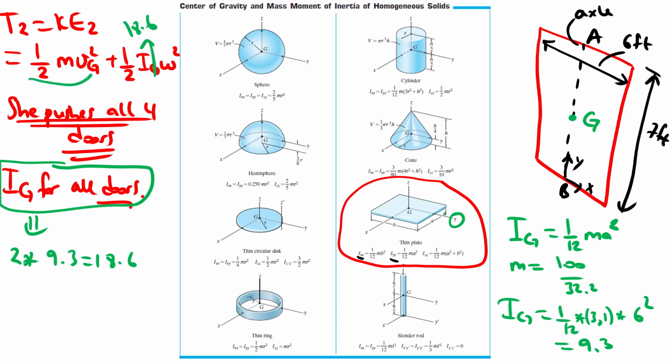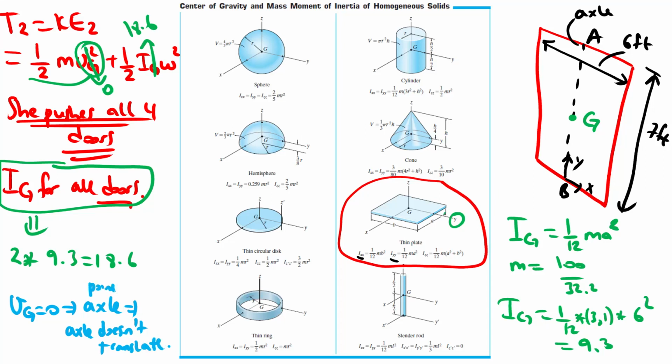And then what about this part? And then vg, that is 0. Why is that? Because you can see where the G is located. It's at the axle. So let me add it here, that vg is 0. That's the axle, and the axle doesn't translate. It's a point on the axle. G on the axle doesn't translate. That's the reason that this part will be 0.